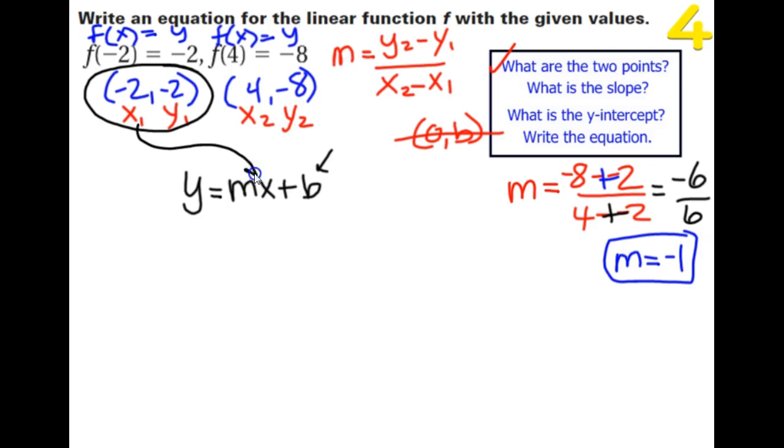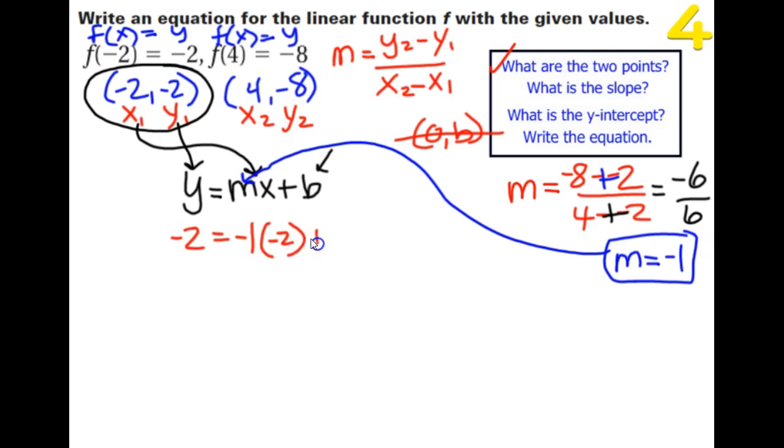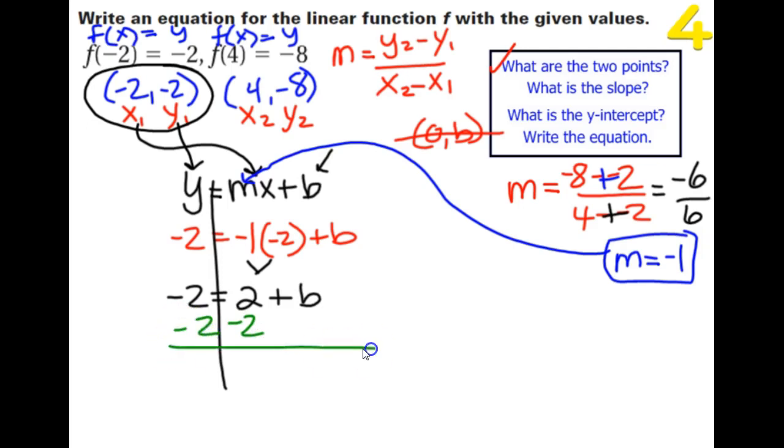So I'm going to plug this number in for x, this number in for y, and then plug in our slope for m. So y is -2, m is -1, times x, which is -2, and then we're trying to figure out what b is. So -1 times -2 makes a +2. And then we need b all by itself, so the opposite of positive would be subtract, or negative. A -2 and another -2, they're all negative, so we have a total of -4.